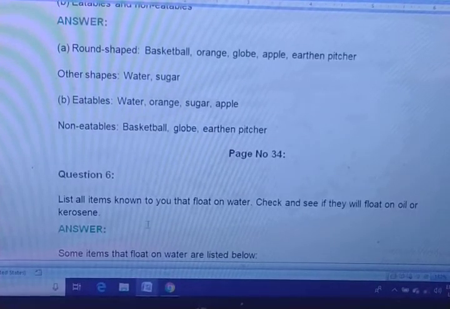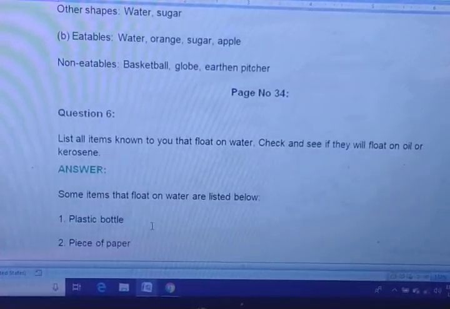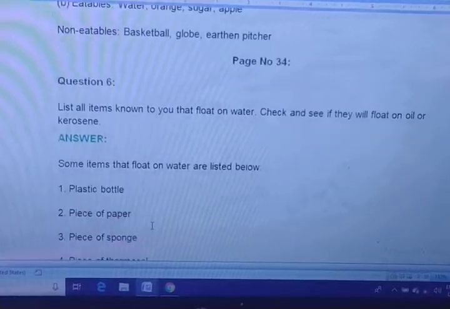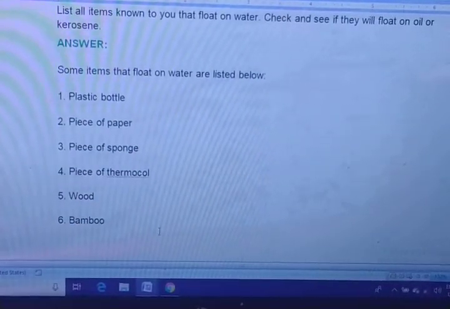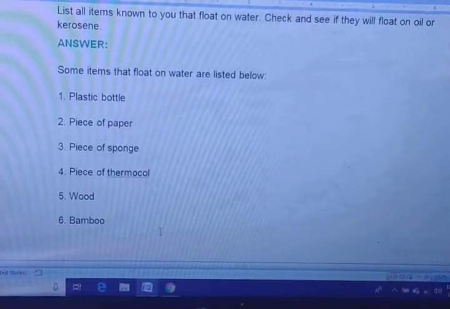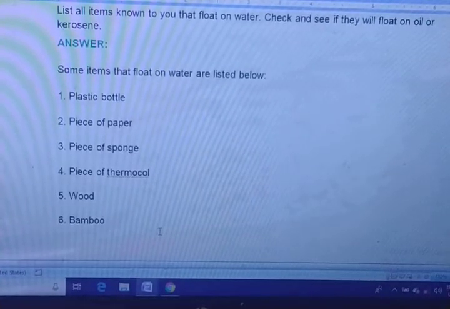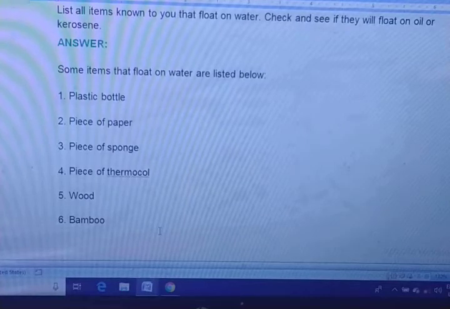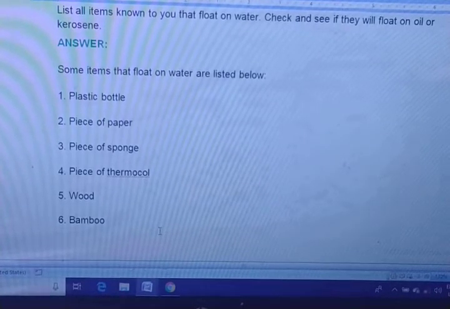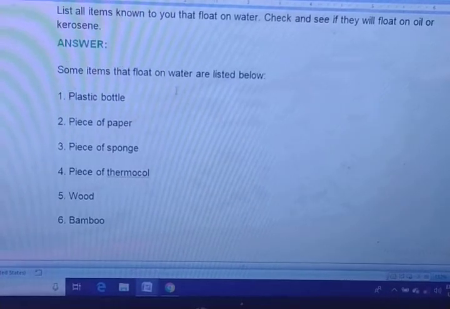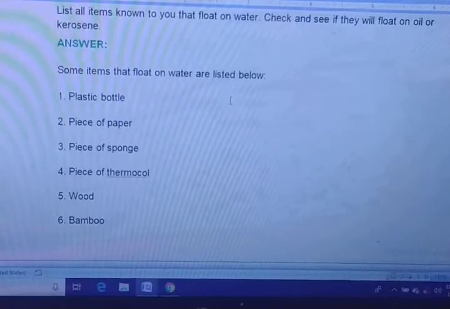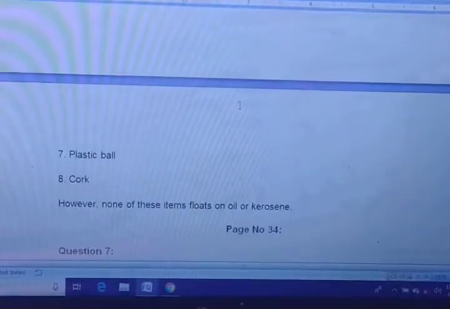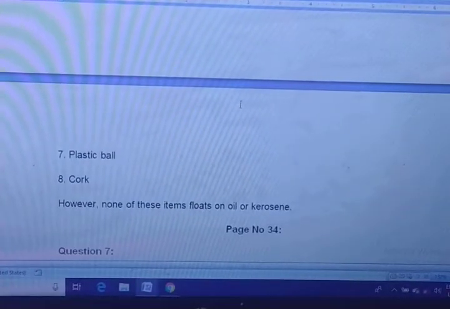So you can see here some items that float on water. Here I have written only some item names that float on water. So what are the items which float on water? Plastic bottle, piece of paper, piece of sponge, piece of thermocol, wood, bamboo. These items are floating on water. Can these items float on oil or kerosene? What do you think? Here there are two more items I have written, plastic ball and cork.